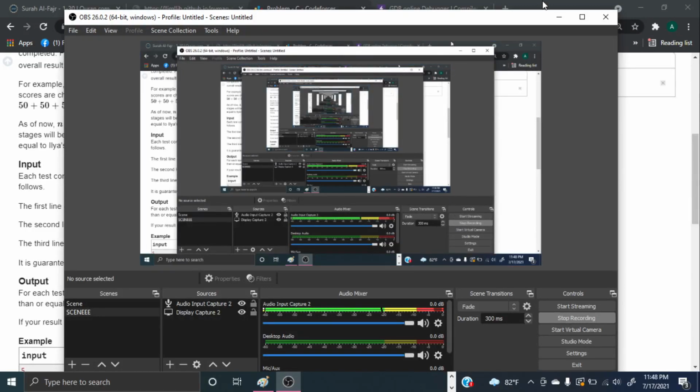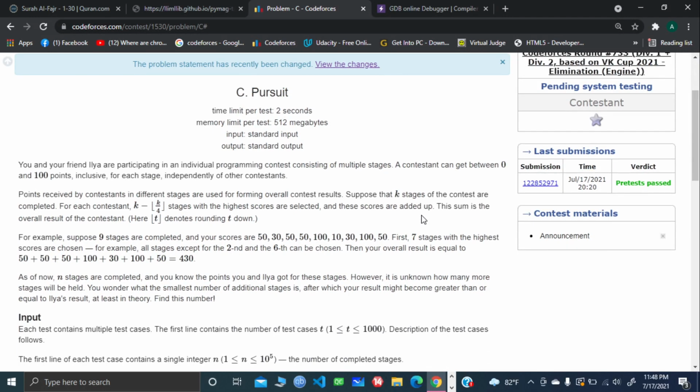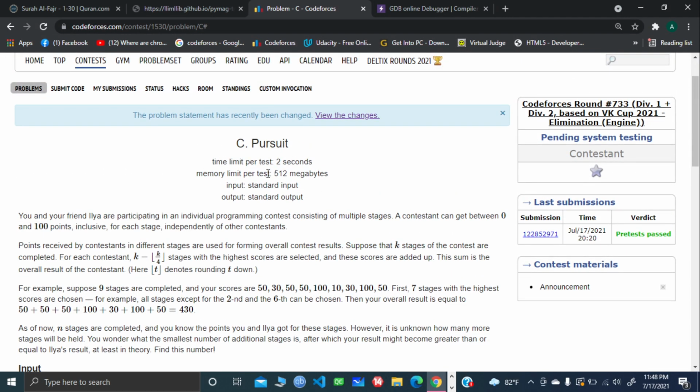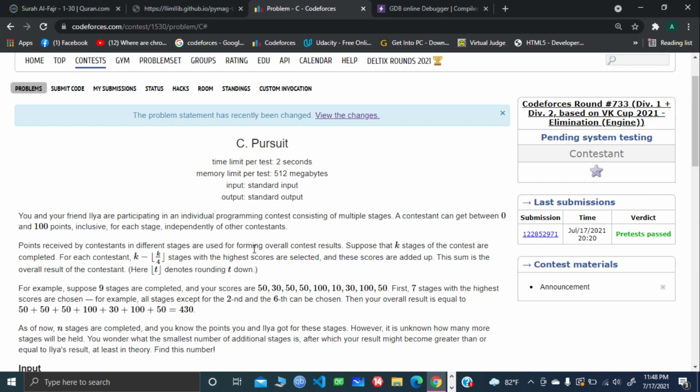Hello and welcome everyone. So I'll be explaining the recent Codeforces Round 733 Div1 plus Div2 problem C named Pursuit. Basically in this problem, let's say two players, or two contestants, are taking part in a programming competition. Let's say initially K stages of contests have completed.